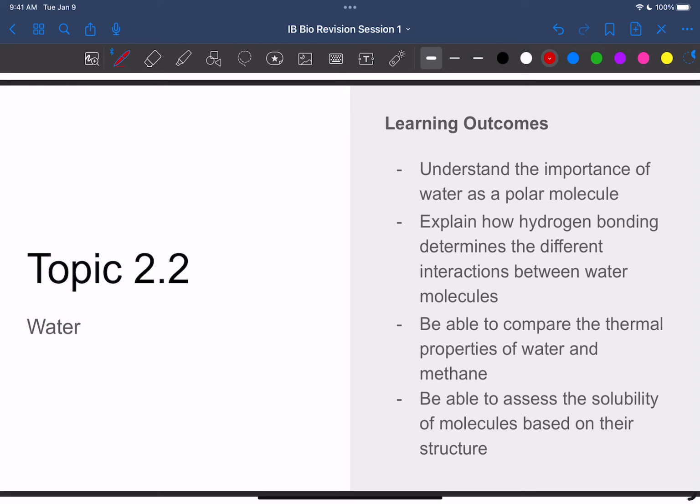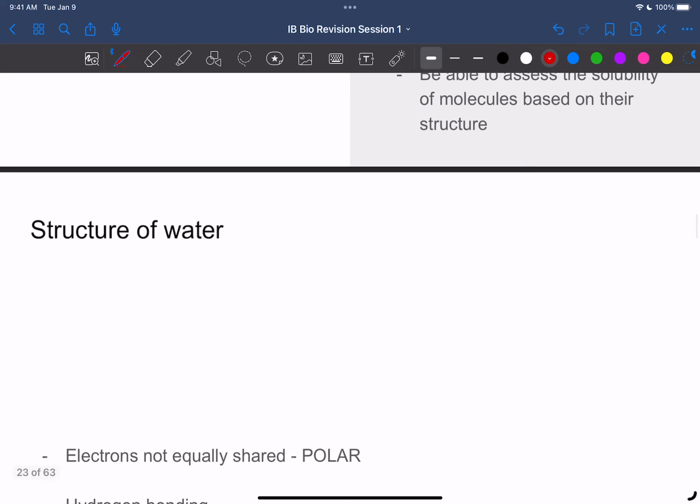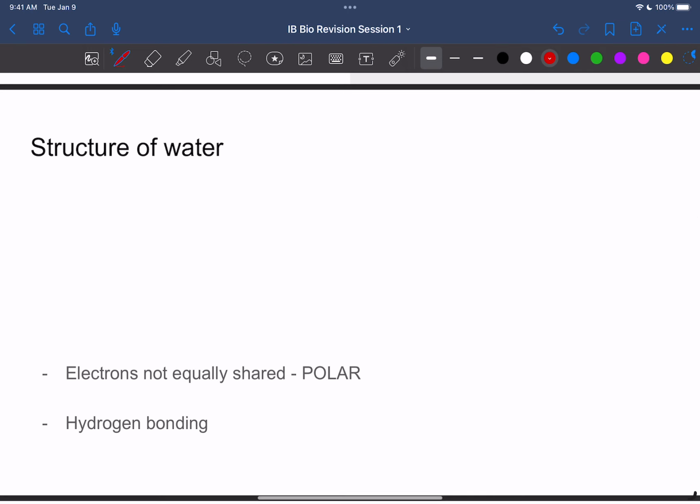So this is topic 2.2, which is water, and here are your learning outcomes. Okay. So starting off, we're going to do the structure of water. Well, what does water look like? Water has an oxygen, which has two lone pairs, and then two pairs of electrons shared between oxygen and hydrogen, and you get H2O.